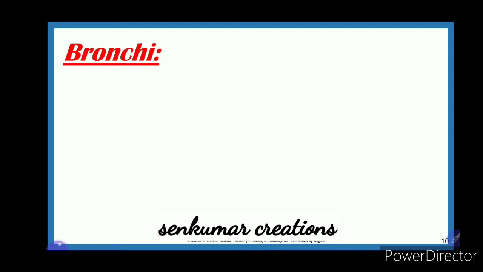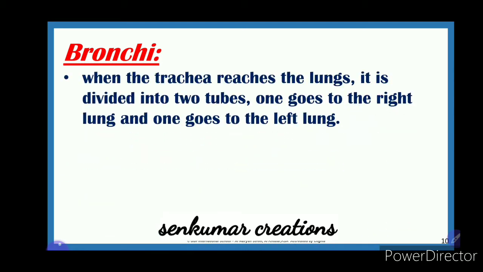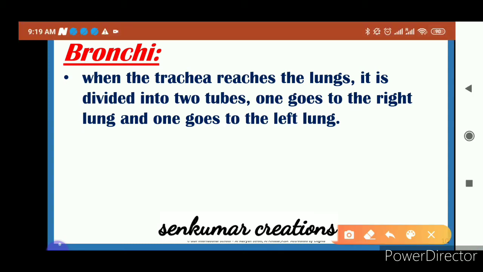Okay, let's see the next part, the bronchi. Bronchi are the branches which divide from the trachea to the two sides of the lungs, left lung and right lung. When the trachea reaches the lungs, it is divided into two tubes. You can see it's divided into two tubes. One goes to the right lung and another goes to the left lung. That is the bronchi. Bronchi is a branch.